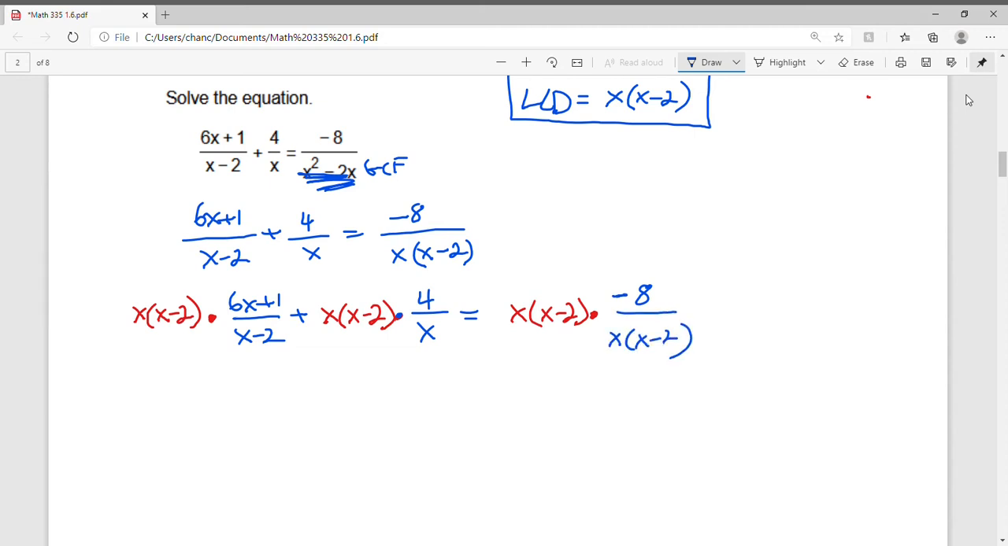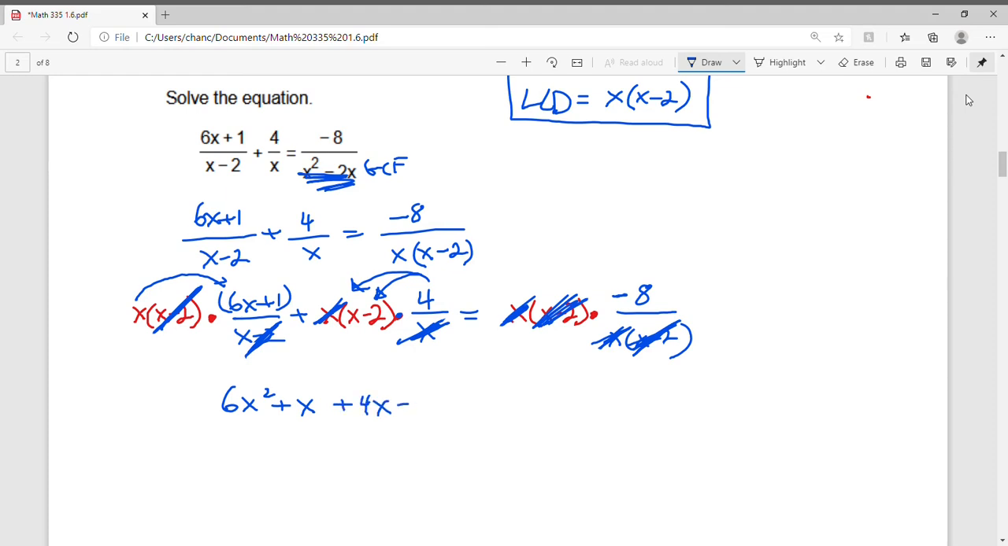Now let's see what divides out. We have x minus 2 divides out. This x divides out with this x on the outside. This x divides out with this x. X minus 2 divides out with this x minus 2. Now I'll still have to distribute this x to 6x plus 1. That gives me 6x squared plus x, and this 4 will have to distribute to the x minus 2. That gives us 4x minus 8, and that's equal to negative 8.